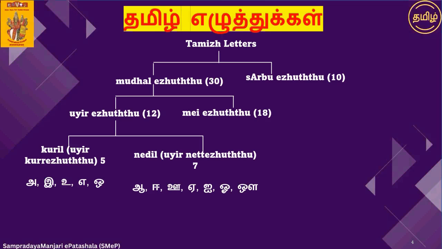We have two different categories, two major categories of letters. Mudal ezhuthukkal, sarb ezhuthukkal. Dependent letters, independent letters. Independent letters means mudal ezhuthukkal, which will not depend on any other alphabet, either the structure or the sound. No, it has its own structure, means its own stroke and its own sound, the phonetic sound. Okay, that is called as mudal ezhuthukkal.